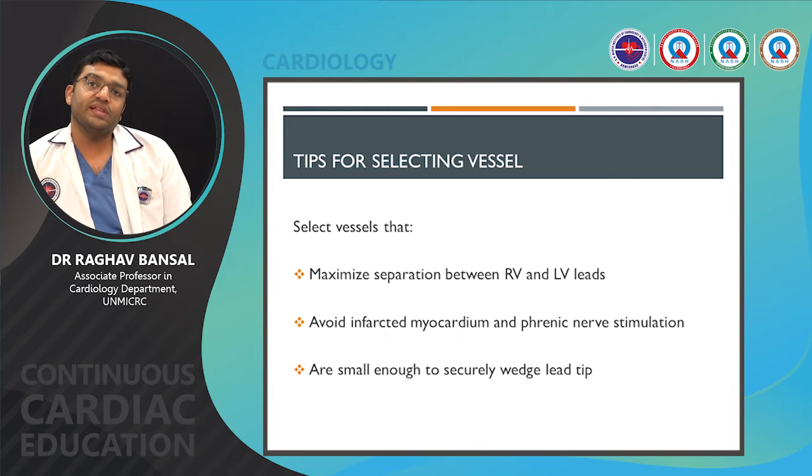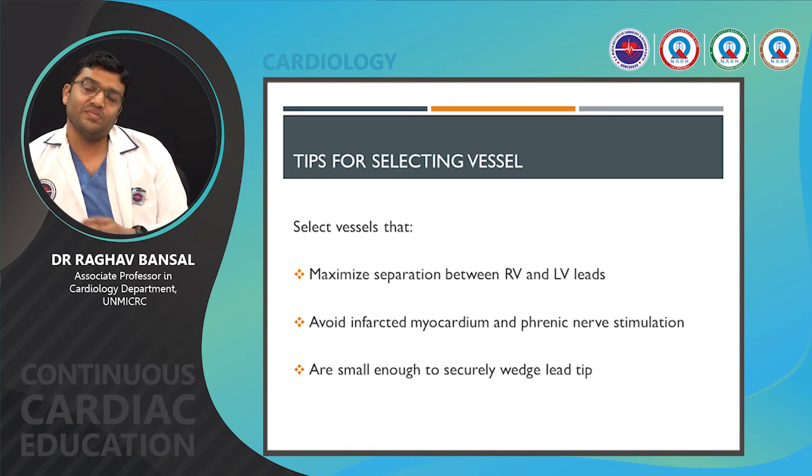And you should always be thinking about the phrenic nerve stimulation, which is always maximum at the lateral part of the LV, where the desirable LV lead location is. So always test for phrenic nerve stimulation. If it is there, try to position your lead somewhere else.